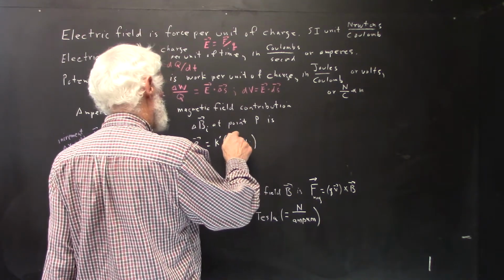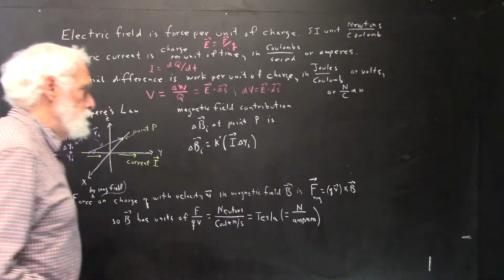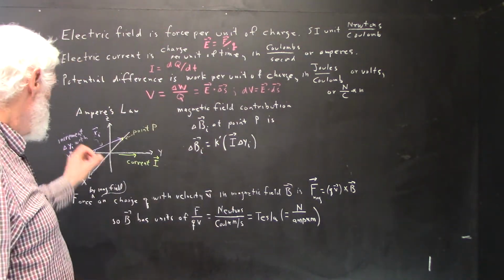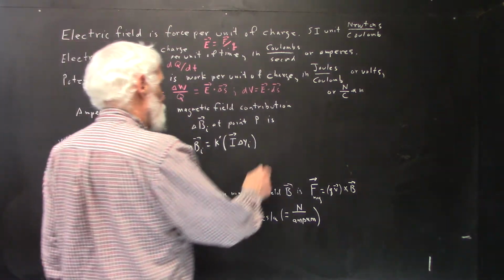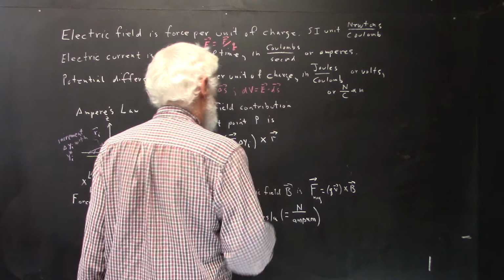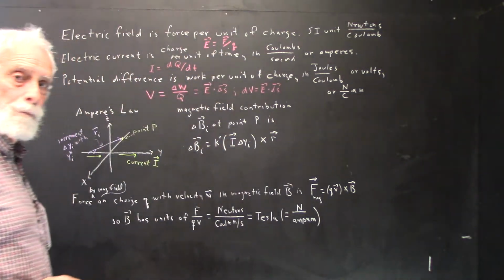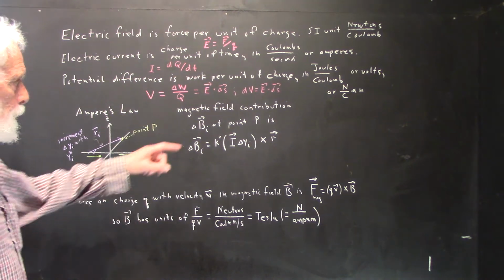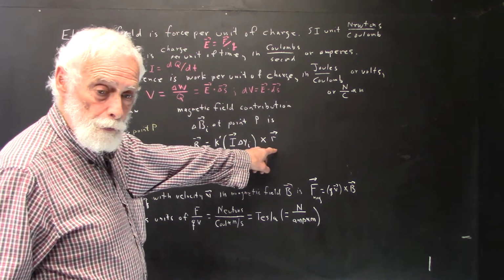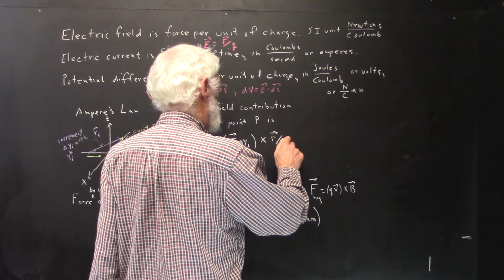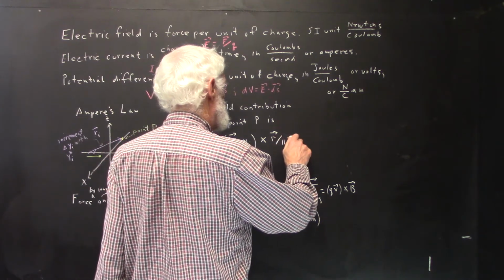delta y sub I, the product of current and length of the increment. And we're going to cross that with R, okay? But we don't really want to cross it with R. We want to cross it with a unit vector in the direction of R. So I'm going to do it by R divided by the magnitude of R.